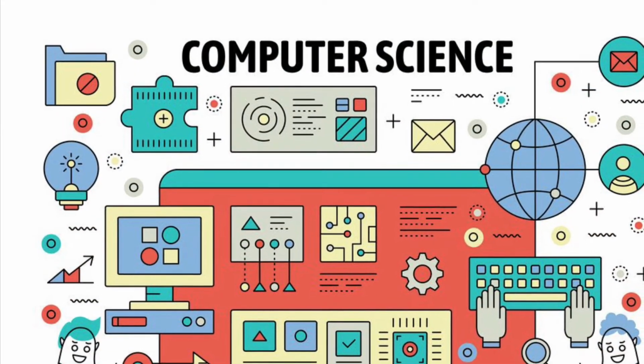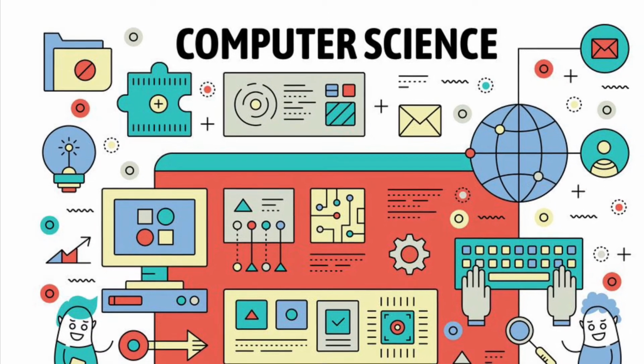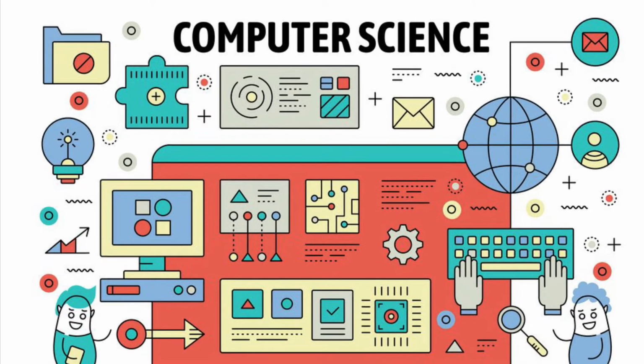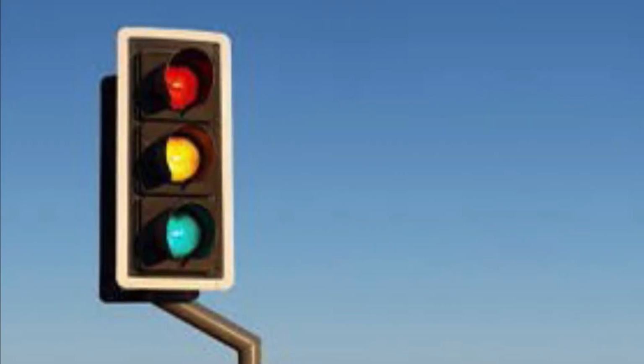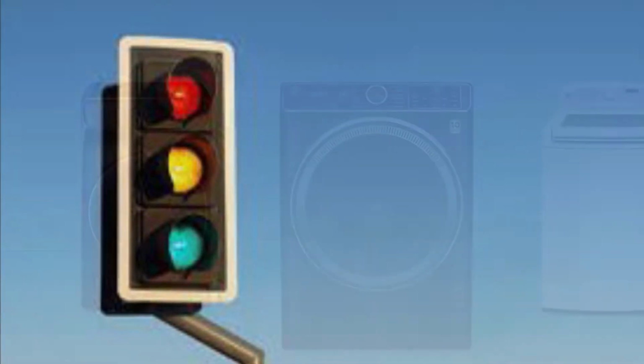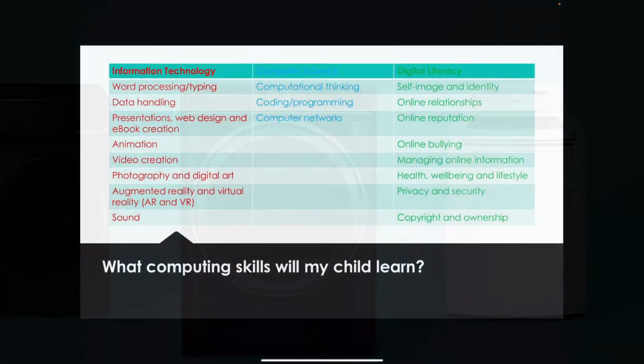Computer science. This area of the computing curriculum teaches the children how a computer thinks and how to control a computer to achieve a desired outcome. As part of our IT curriculum, children learn that technology is all around us and that there are programmed computers in most of our everyday objects.